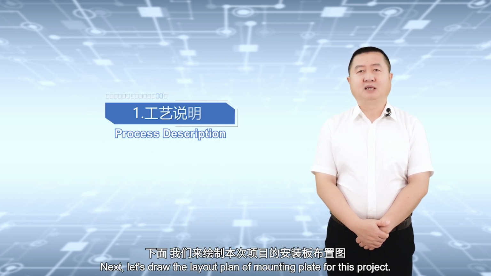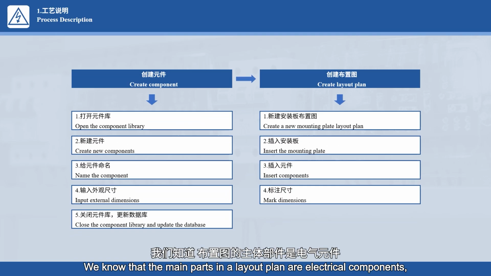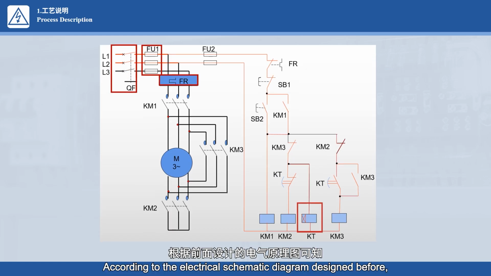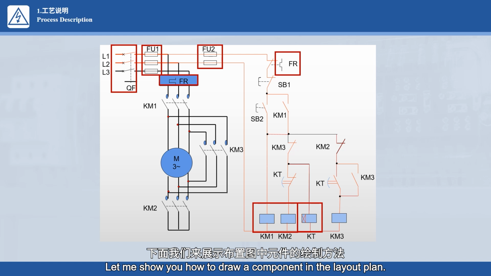Next, let's draw the layout plan of the mounting plate for this project. We know that the main parts in a layout plan are electrical components. So before creating a layout plan, we need to create components. According to the electrical schematic diagram designed before, the electrical components on the mounting plate include 1 triplex circuit breaker, 1 level 3 fuse, 1 level 2 fuse, 1 thermal relay, 3 contactors, and 1 time relay. Let me show you how to draw a component in the layout plan.